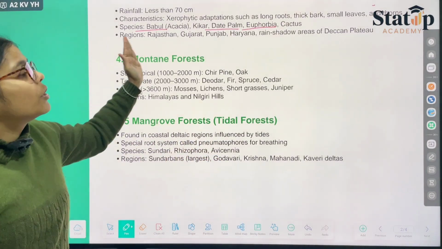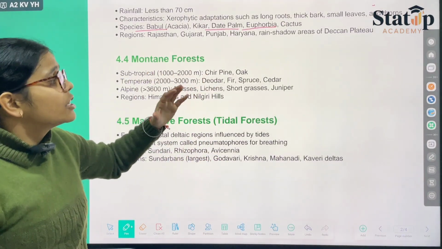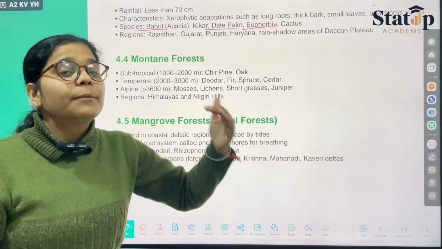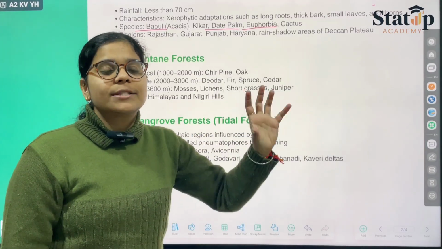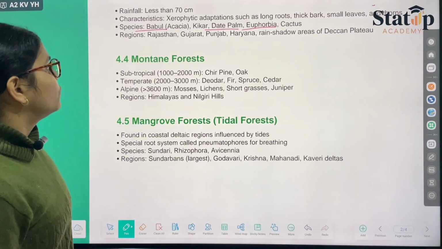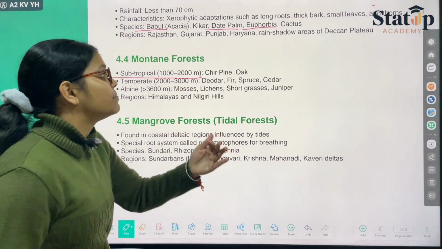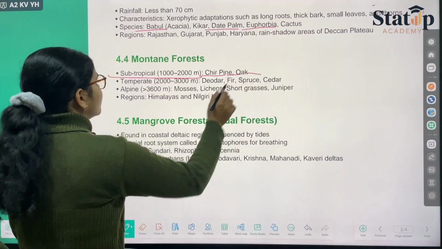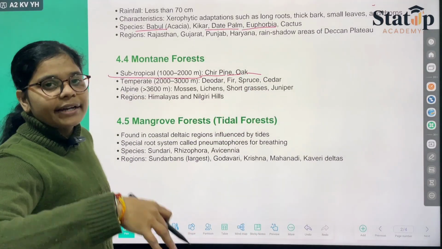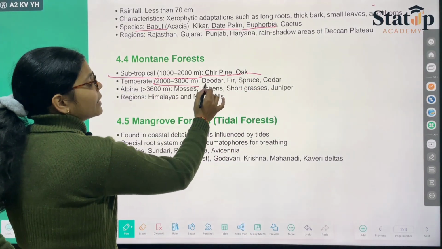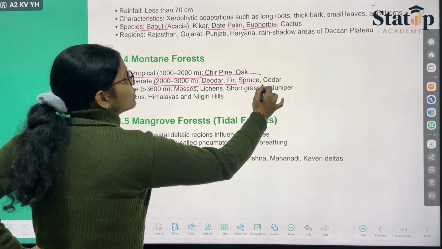When we talk about montane forest, the name suggests that such species would be found at a place where the relief feature is playing the major role. Therefore, we have the subtropical region where the height is mentioned, due to which chir, pine, and oak are there. Temperature conditions are quite high. If the temperature conditions are met, you will be finding deodar, fir, spruce, and cedar.